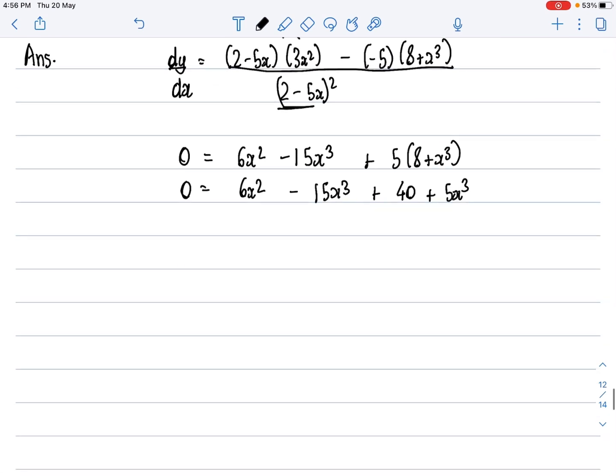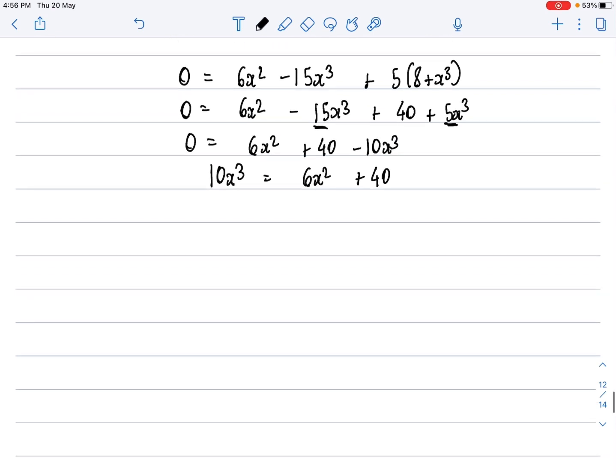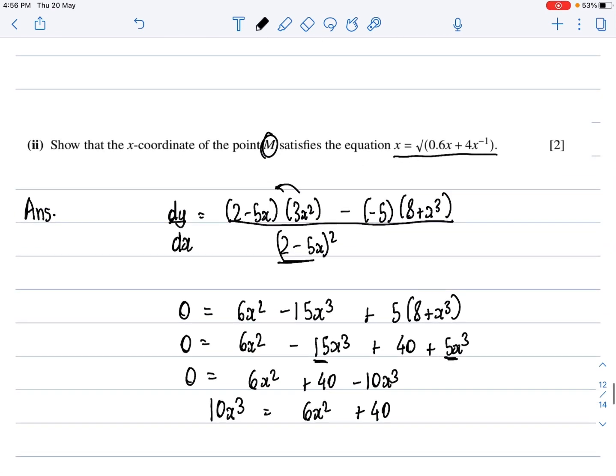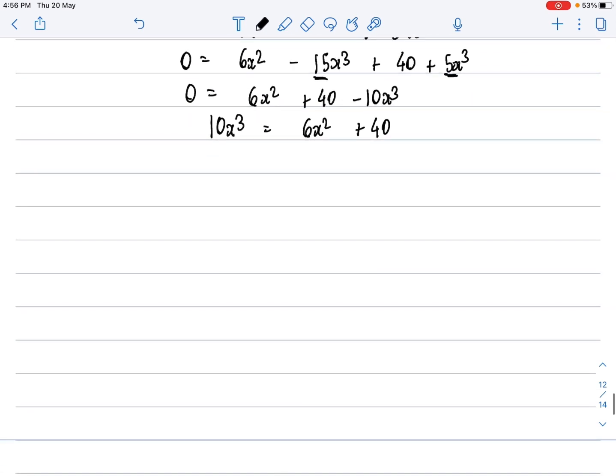Got it? So now I can basically write this as 0 equals to 6x square plus 40, and minus 15 plus 5 will give me minus 10x cube. So I can write this as 10x cube equals to 6x square plus 40. So now what I simply need to do is, I know I need an x here, correct, and I need a root. But I have an x cube here. So I can write this as 10x square into x, correct, which is 6x square by 40.